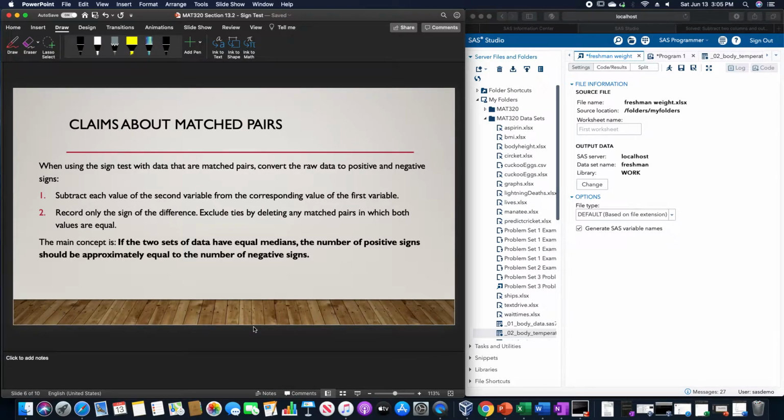When we're using the sign test with data that are matched pairs, we first convert the raw data to positive and negative signs. Subtract each value of the second variable from the corresponding value of the first variable, then record only the sign of the difference. Exclude ties by deleting any matched pairs in which both values are equal. The main concept is if the two sets of data have equal medians, the number of positive signs should be approximately equal to the number of negative signs.